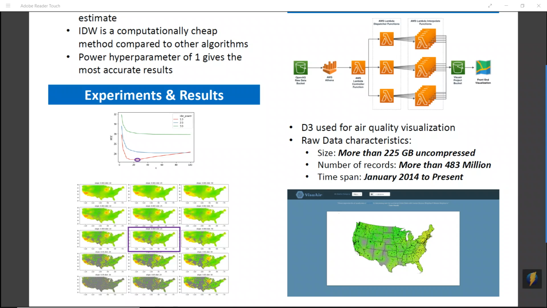Experiments and results. We ran two experiments for this project. One involved computing the power parameter for the IDW method alongside the K parameter for the ball tree method. The power parameter specifically is the exponent of the weighted average weight. For instance, as a weight, do we use 1 divided by the distance, 1 divided by the distance squared, 1 divided by the distance cubed, or so forth?